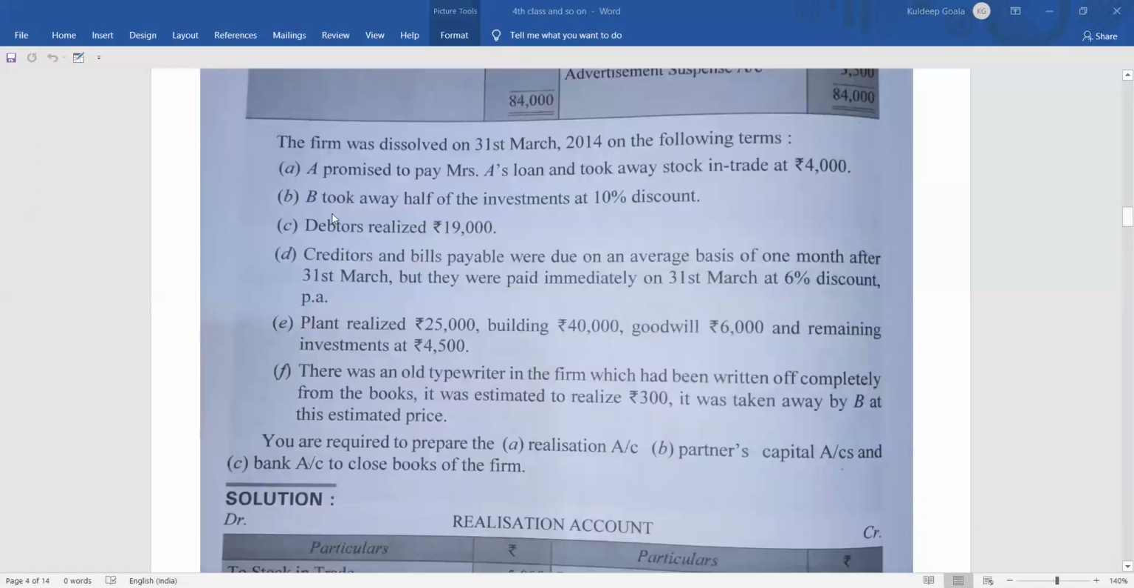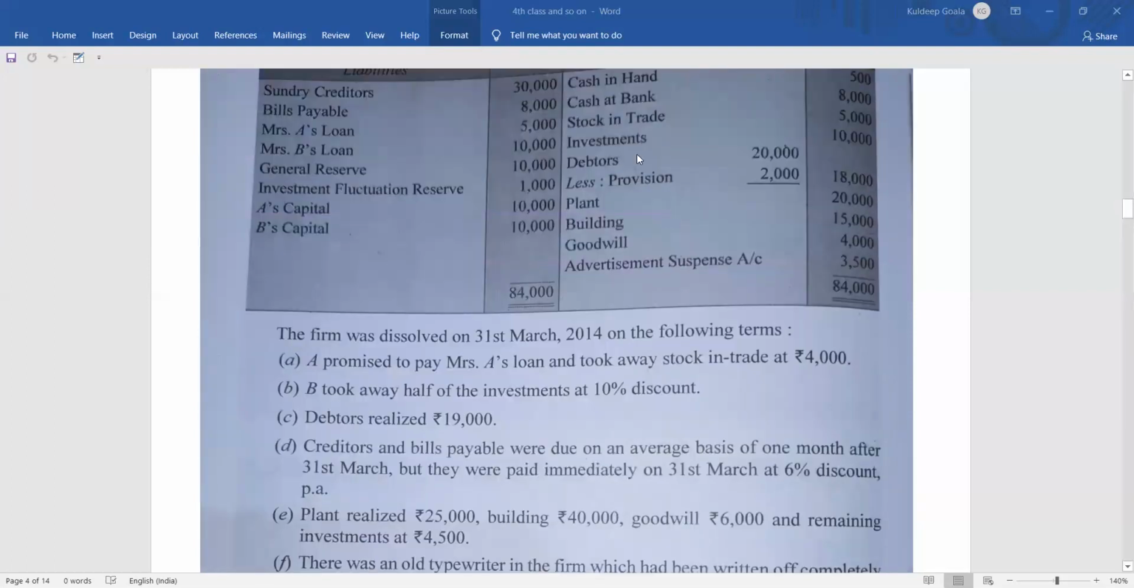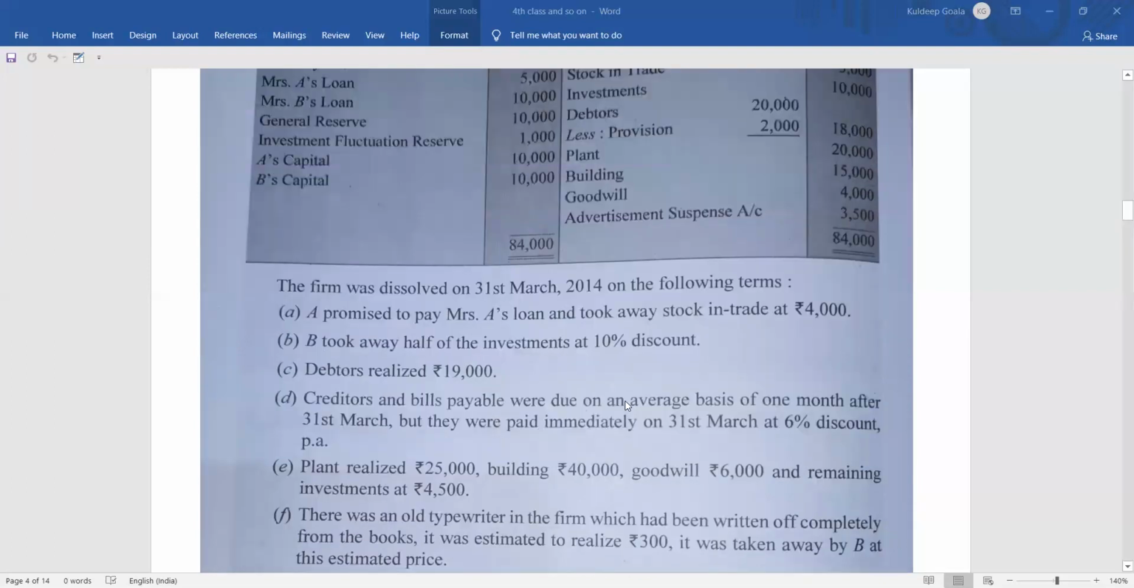Now coming to the next one, B took away half of the investment at 10% discount. Same like the previous sum. Investment was 10,000, half of it is 5,000, and B has taken it at a discount of 10%. So 10% of 5,000 is how much? 500. So 500 rupees of discount. So 5,000 minus 500 is 4,500, isn't it? So investment was taken at 4,500 by B.